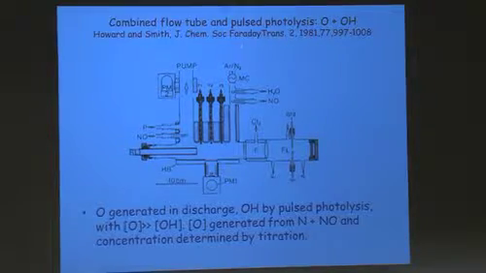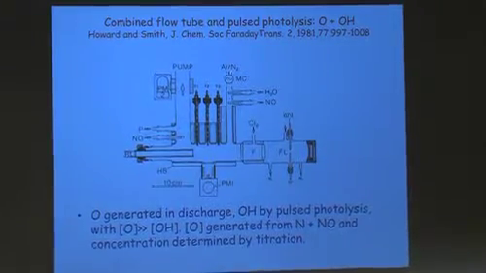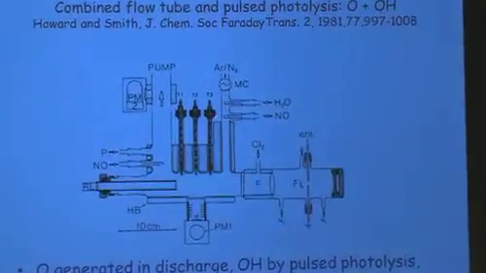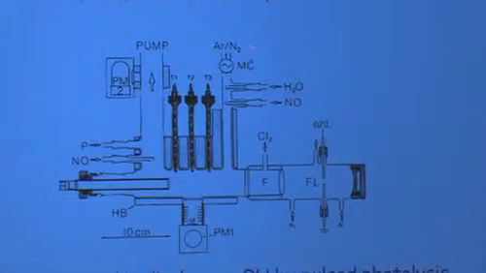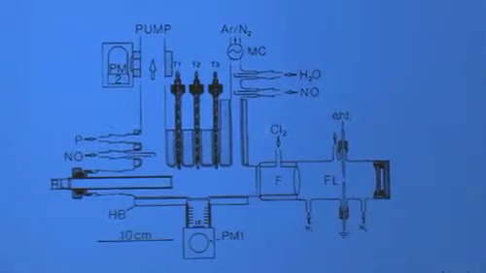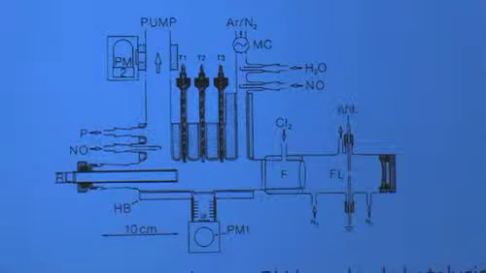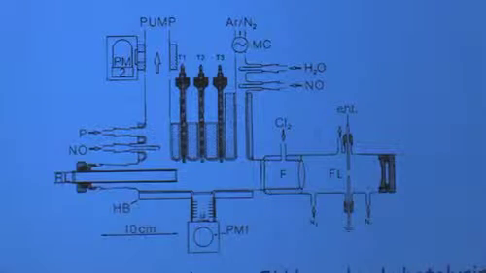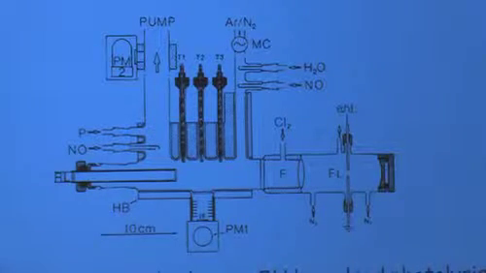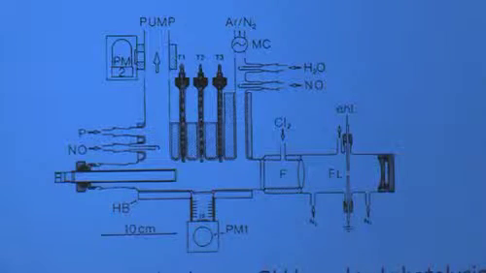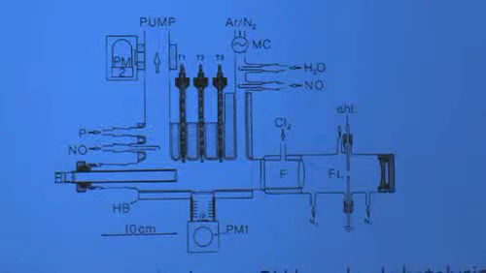And so what they did was to flow nitrogen and argon through a microwave discharge, which generates nitrogen atoms. And then they injected water and NO. And the NO reacts with N to form oxygen atoms. And by knowing the amount of NO that they've added, and by changing its concentration, they can determine exactly how much O has been produced. So they know the concentration of O exactly.